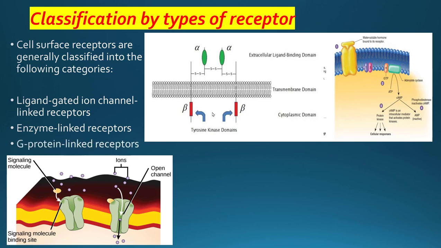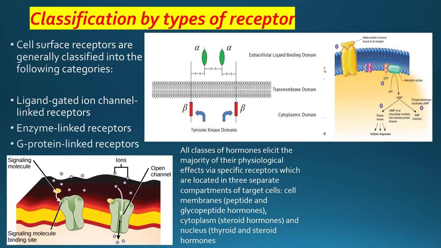All classes of hormone elicit the majority of their physiological effect via specific receptors which are located in three separate compartments of the target cell. These receptors on which the hormone acts are located in three locations in the cell: on the surface of the cell, in the cytoplasm, and in the nucleus.